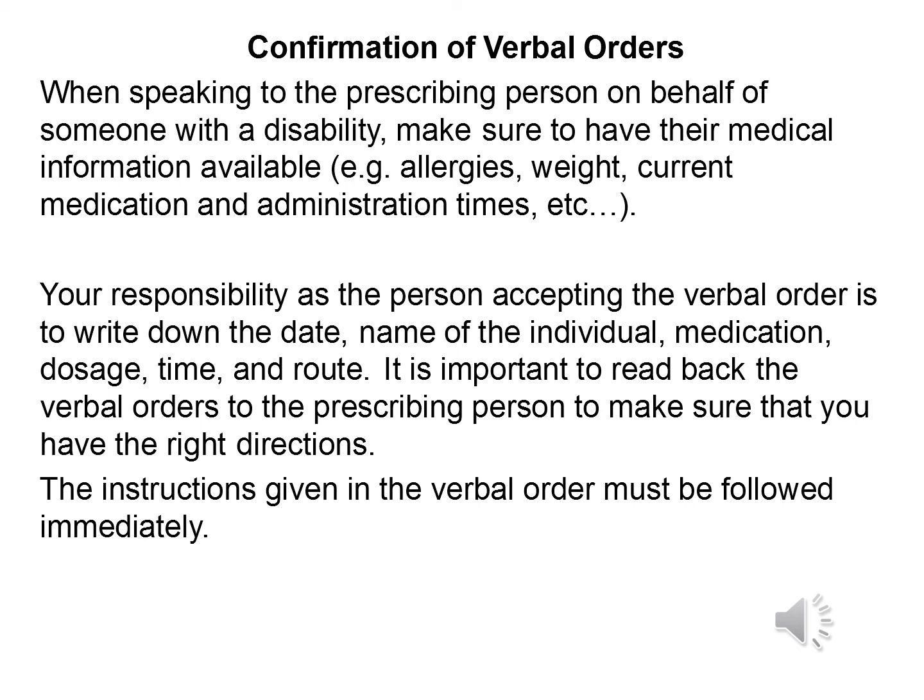Confirmation of verbal orders. When speaking to the prescribing person on behalf of someone with a disability, make sure to have their medical information available. Example, allergies, weight, current medication, and administration times, etc. Your responsibility as the person accepting the verbal order is to write down the date, name of the individual, medication, dosage, time, and route. It is important to read back the verbal orders to the prescribing person to make sure that you have the right directions. The instructions given in the verbal order must be followed immediately.